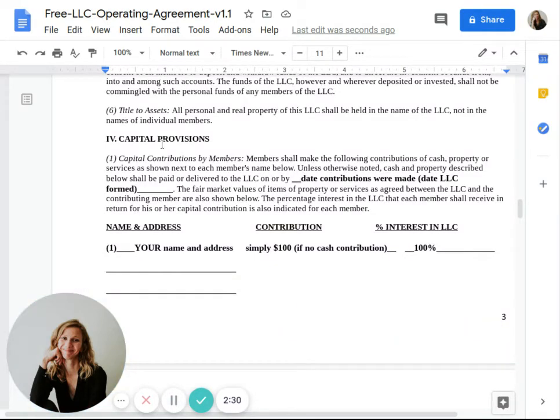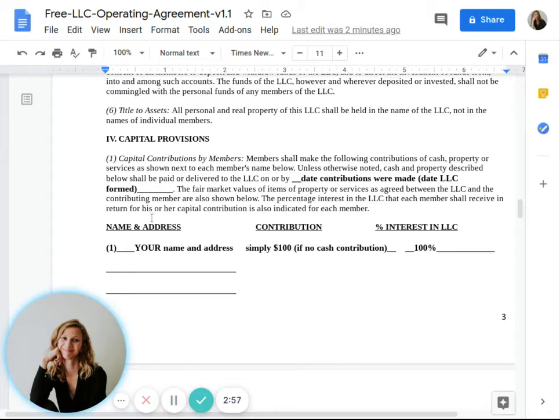All right. Capital provisions. This is in the bottom of page 3. So this is, unless otherwise noted, cash and property described were paid or delivered to the LLC on or by the date contributions were made, which is the date the LLC was formed. So you can type in date contributions were made and then that date.